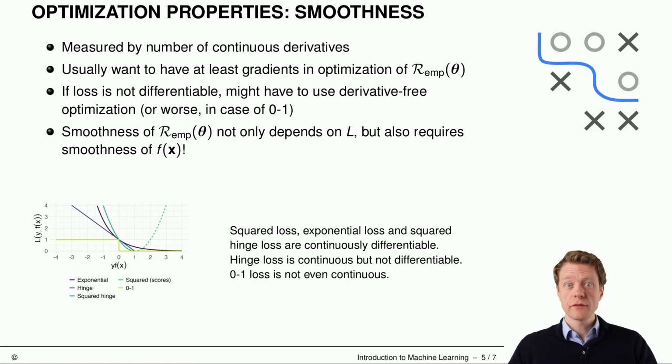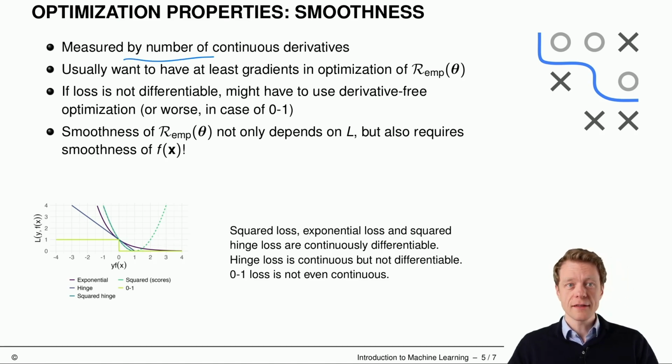As last property of losses, we have some optimization properties, and especially smoothness and convexity. Let's speak about smoothness first. We measure smoothness by the number of continuous derivatives. So this number can be 0, and perhaps when we say, well, if it's 0 times continuously differentiable, then it's at least a continuous function.